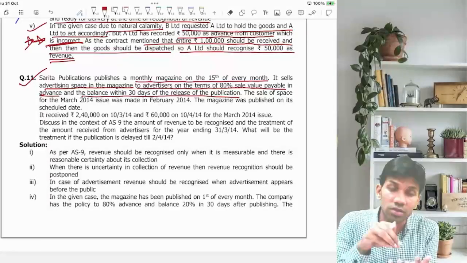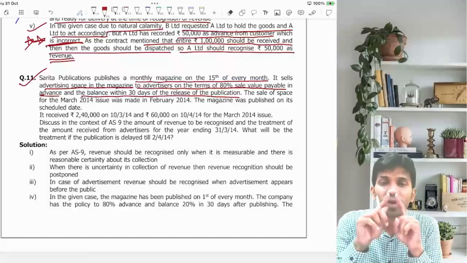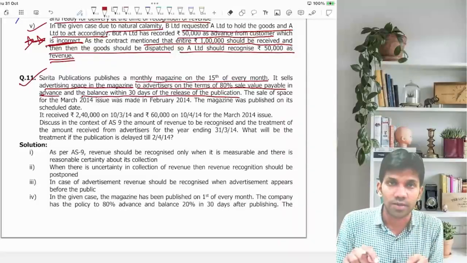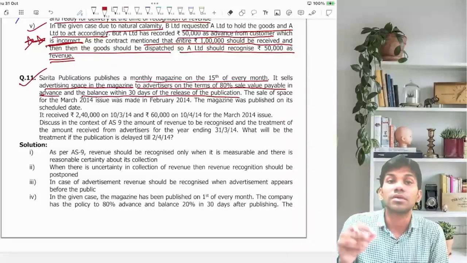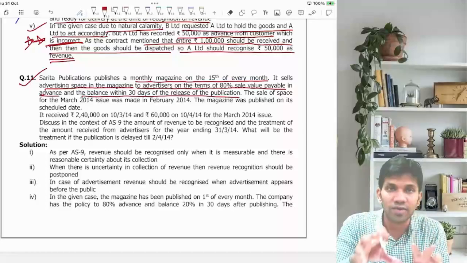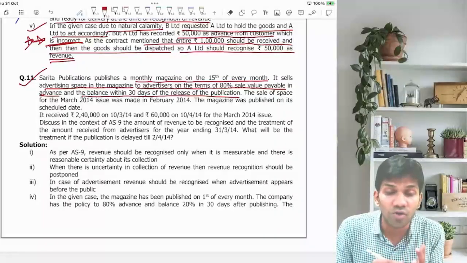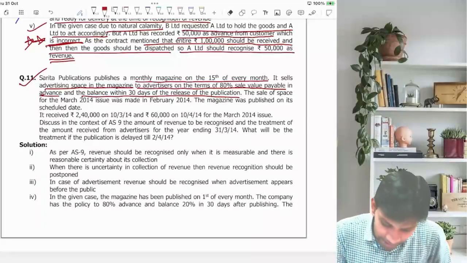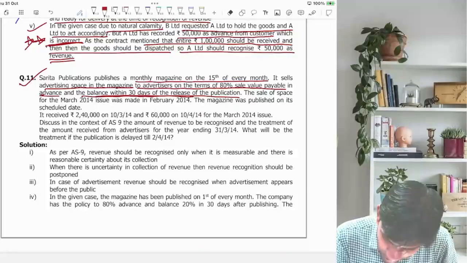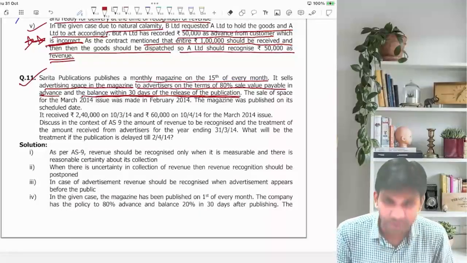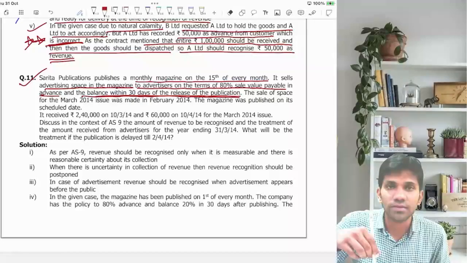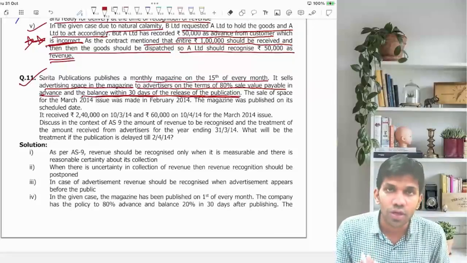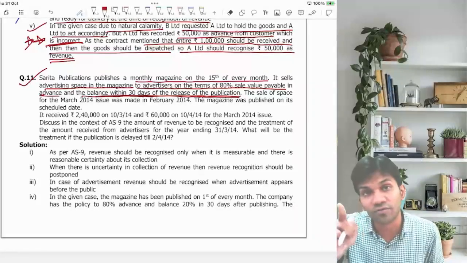I am publishing advertisements on the 15th of every month, and I am offering customers the space where they want to put their advertisement. So what is my policy? I am offering people some areas to advertise in my publication, and the terms of my contract are that 80% should be paid in advance and the balance 20% within 1 month from the date of publication. That's what I've written: balance within 30 days of the release of the publication. So if today is the 15th and you have given me an advertisement to be published, I will take 80% advance from you and the balance 20% within the next 30 days from the date of your ad getting published.